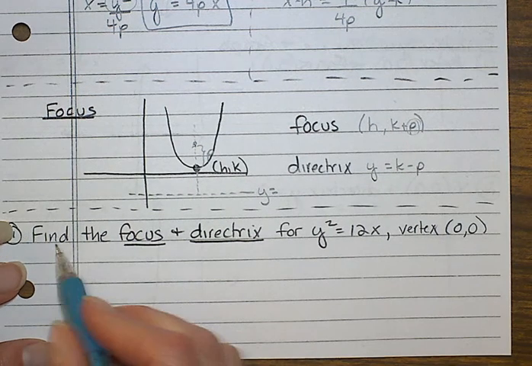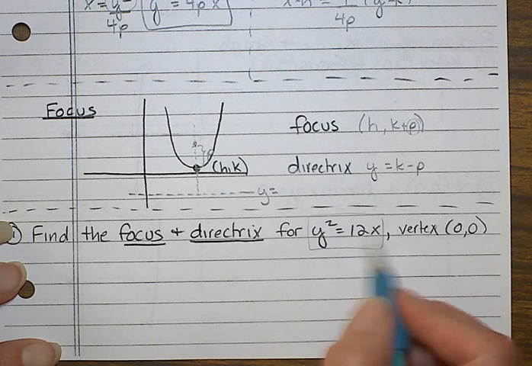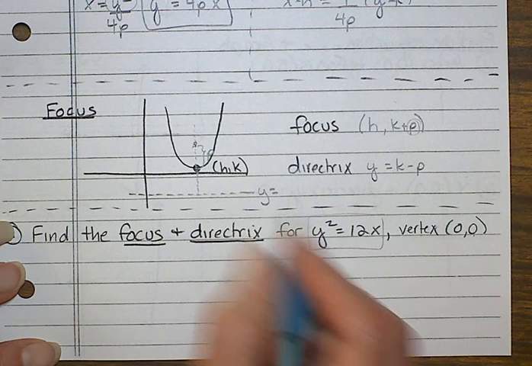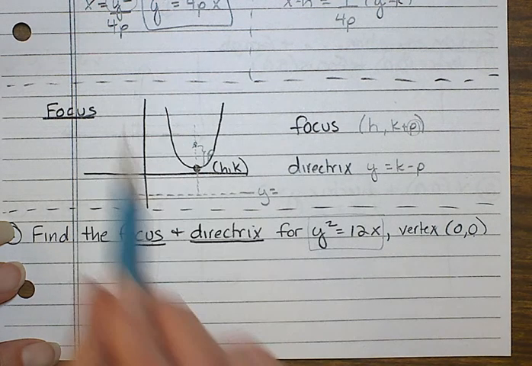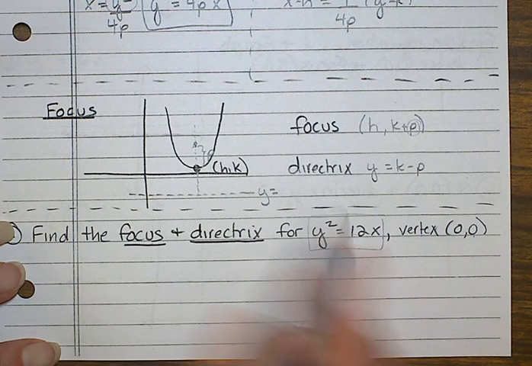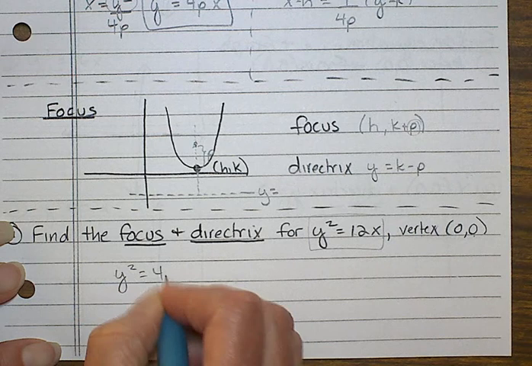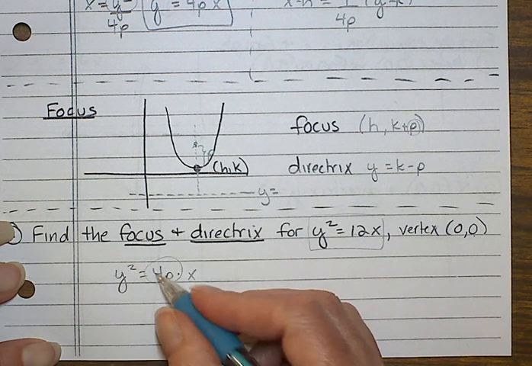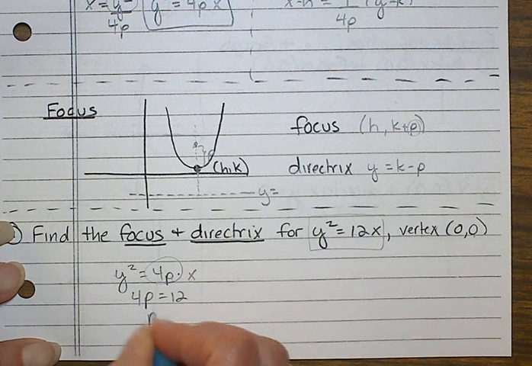We want to find the focus and the directrix for y squared equals 12x with a vertex at 0, 0. Okay, so our normal y squared equation is right up here. Y squared equals 4p times x. So it looks very familiar. It's already in the format we want. In order to solve for p, we can just set 4p equal to 12. And we know that p equals 3.